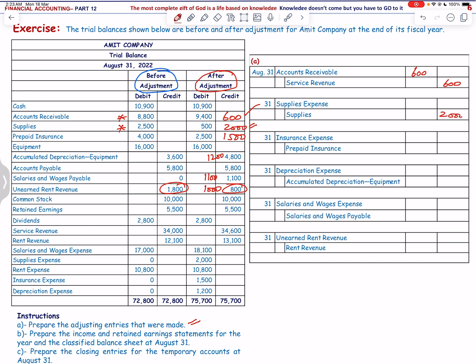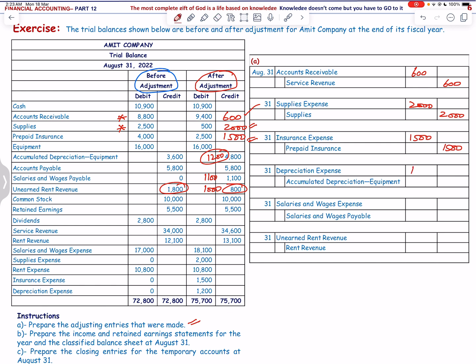Then prepaid insurance has decreased by 1,500. So prepaid insurance is credit by 1,500, and insurance expense is debit by 1,500. Depreciation expense have increased by 1,200. So depreciation expense is debit by 1,200, and accumulated depreciation is credit by 1,200.